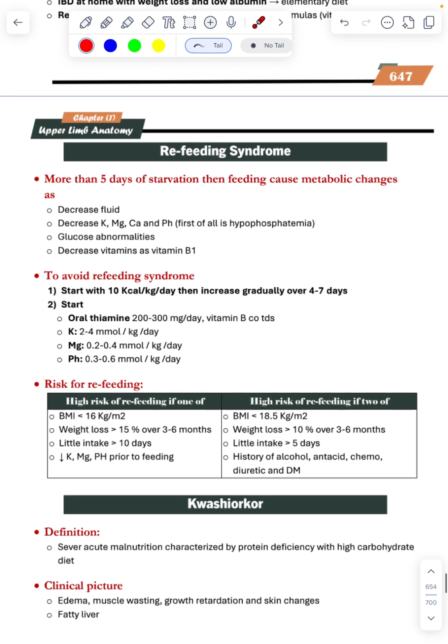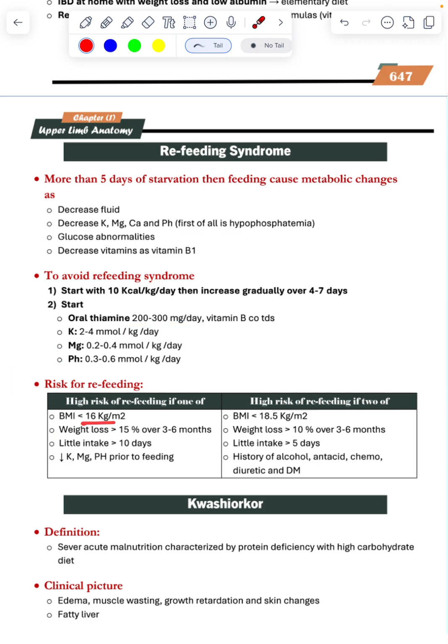Refeeding syndrome: after 5 days of starvation, feeding causes metabolic changes, decreased fluid, potassium, magnesium, calcium. To avoid refeeding syndrome, start with a low calorie diet, 10, then increase gradually over 4 to 7 days. You have to give thiamine, potassium, magnesium, and phosphorus.